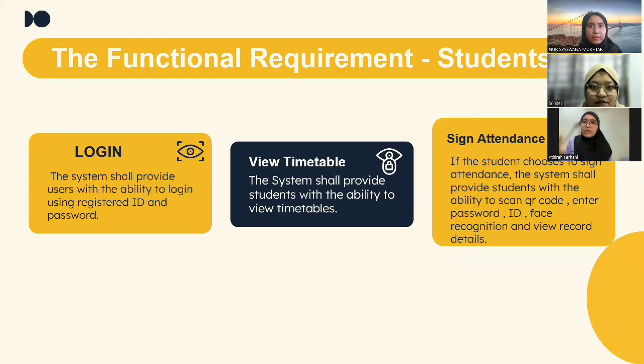Next, we proceed with the functional requirements for active student. The first one is login. The system shall provide users with the ability to log in using registered ID and password. Next is view timetable. The system shall provide student with the ability to view timetable. And last but not least, sign attendance. If the student chooses to sign attendance, the system shall provide the student with the ability to scan QR code, enter password, ID, face recognition, and view record details.